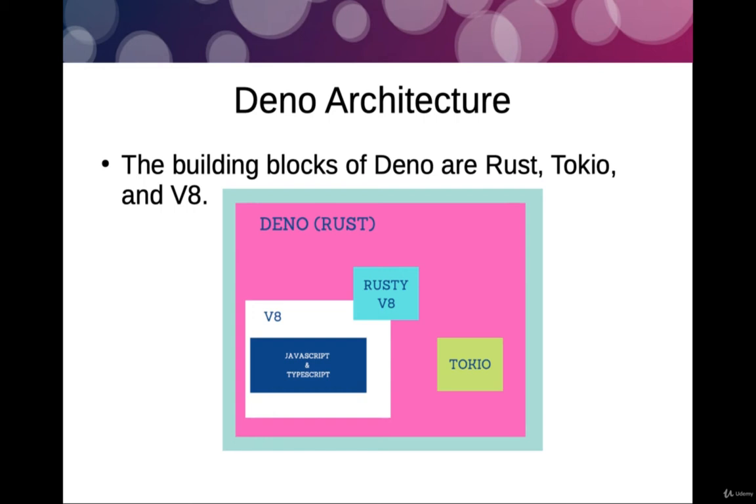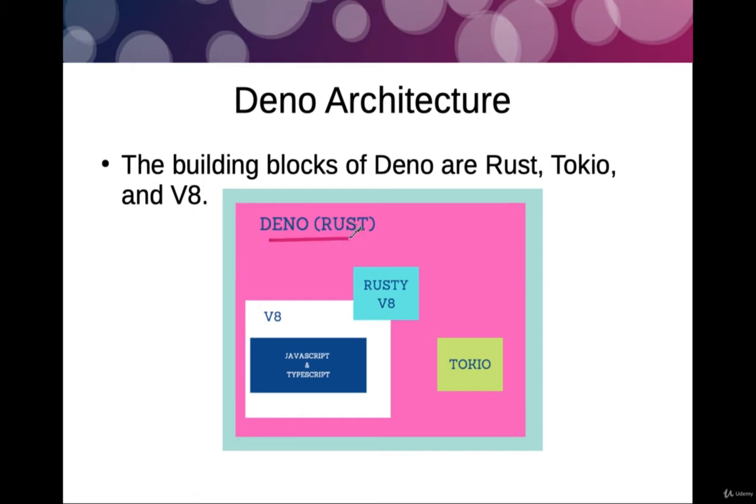Hello and welcome back. So now let's discuss and understand Deno's architecture. We'll be talking a bit about how Deno works under the hood. The building blocks of Deno are Rust, Tokio and the V8 engine. If you go through this diagram, you will understand it very easily.